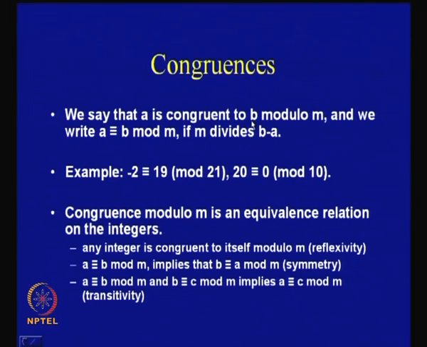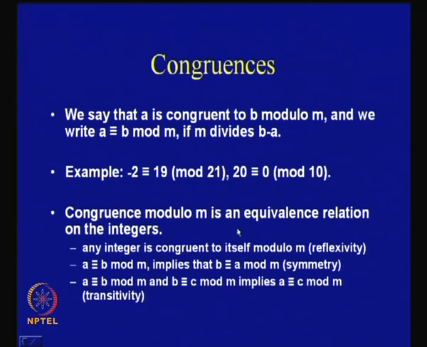So, we say that A is congruent to B modulo M. A and B are integers, and we denote that as follows: A is congruent to B mod M if M divides A minus B or B minus A. That is the basic idea. Let us see some examples. Minus 2 is congruent to 19 modulo 21, because 21 divides 19 minus (minus 2), that is 21. Similarly, 20 is 0 mod 10, because 10 divides 20 minus 0 or 0 minus 20. So, if you divide a number by the modulus of operation, the number on the right hand side is nothing but the remainder. That is a way to compute a modular computation. This is nothing but the simple modulo computation.